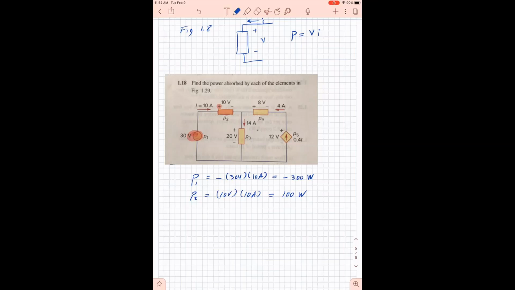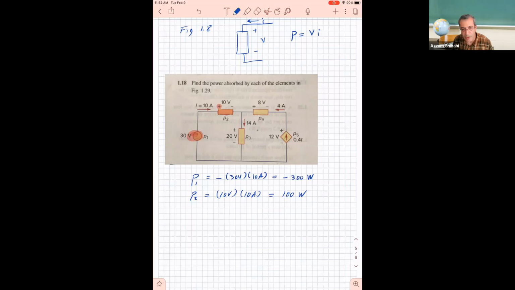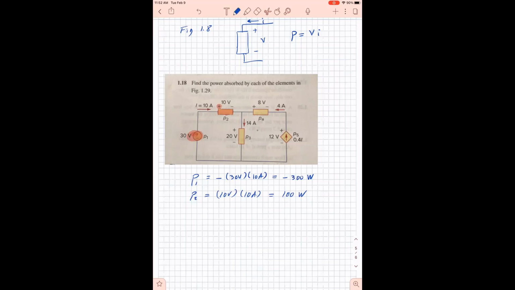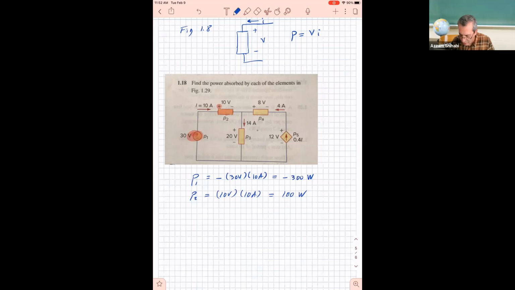Dr. Shiabe, can you disregard the arrows and determine what's absorbing and what's generating in the diagram? No, you have to look at the direction of the current. You cannot ignore that. You have to use the directions that are given. Okay, all right.